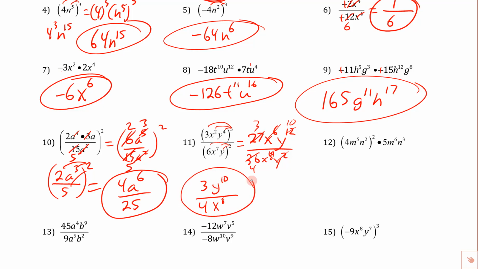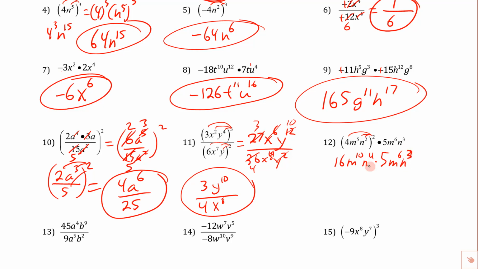All right, let's take a look at the next one. We do have a little bit of simplification to do here, so let's apply that exponent to each one of these. That's going to be 16. 4 squared is 16. M to the 5th to the 2nd, that's going to be m to the 10th. N squared to the 2nd, that's going to be n to the 4th. And then we're going to times that by 5, m to the 6th, n to the 3rd.